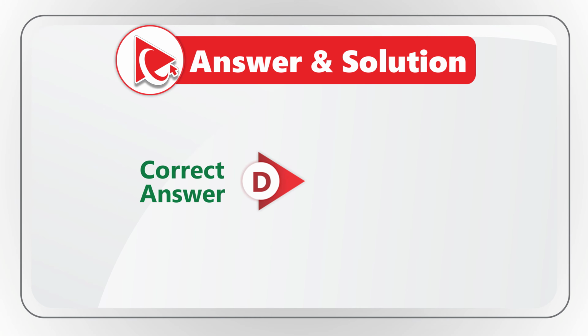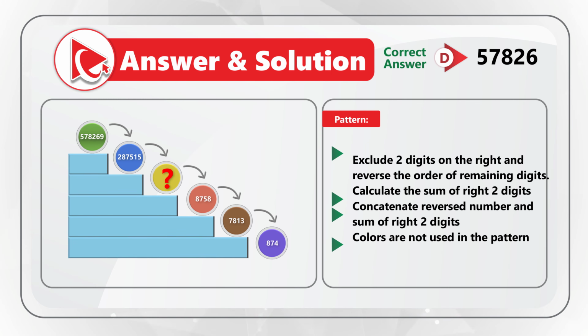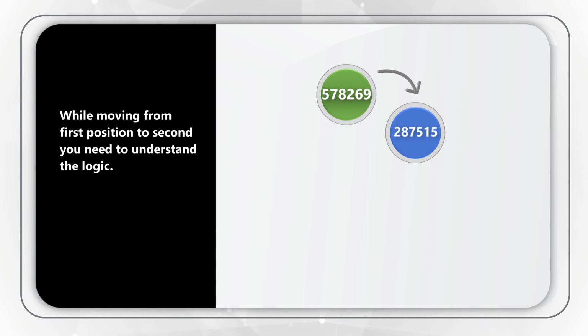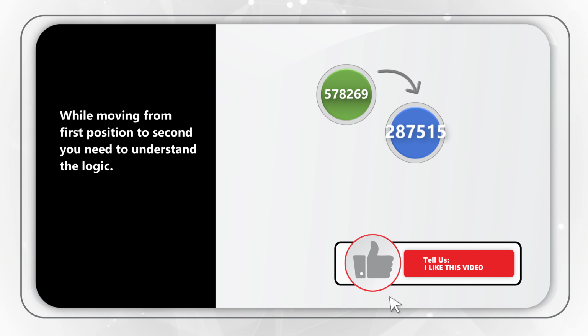I believe the correct answer here is choice D, 57, 8, 26. To understand why, let's look at the pattern. As the ball rolls from the first position to the second, and we transform from digits 5, 7, 8, 2, 6, 9 to digits 2, 8, 7, 5, 1, 5, we need to understand the logic.